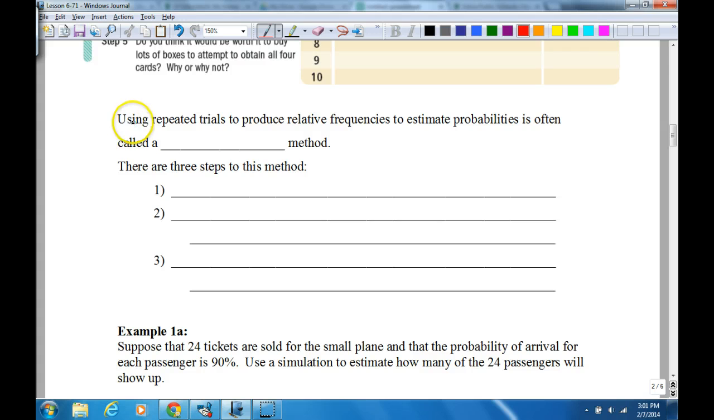Using repeated trials to produce relative frequencies to establish probabilities is often called the Monte Carlo method. Okay? So there are 3 steps to this method. First of all, you need to determine how the situation will be modeled.